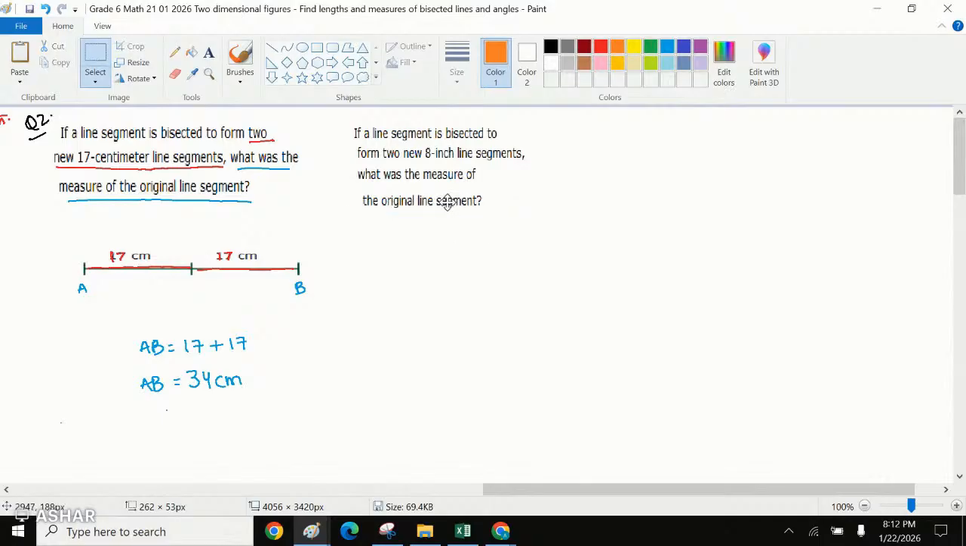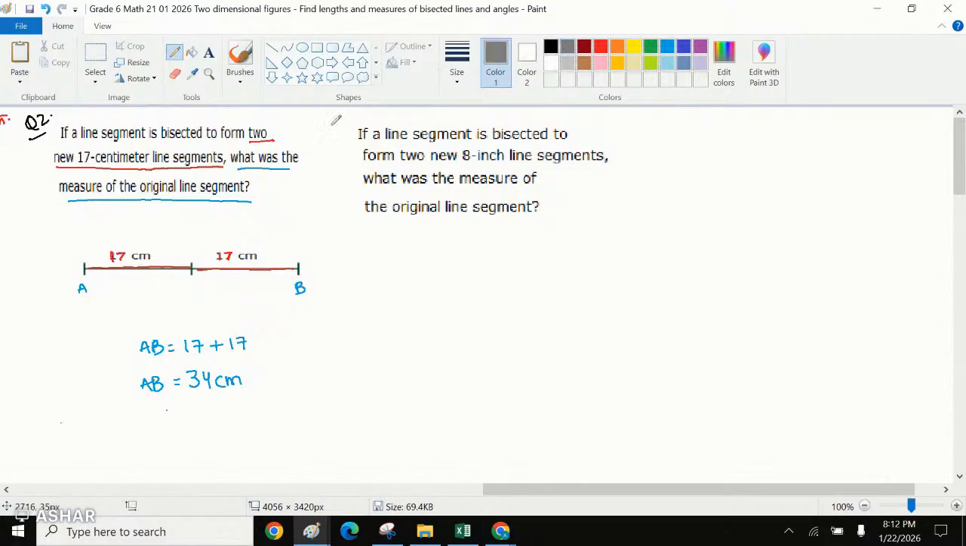Very similar question to question number 2, right? What they are saying in question number 3 is, if a line segment is bisected to form two new 8 inches line segments, that means if a line we had was broken down into two parts, AB and BC, the total line was broken down into two parts and each segment was 8 inches. What we need to find is the measure of the original line.